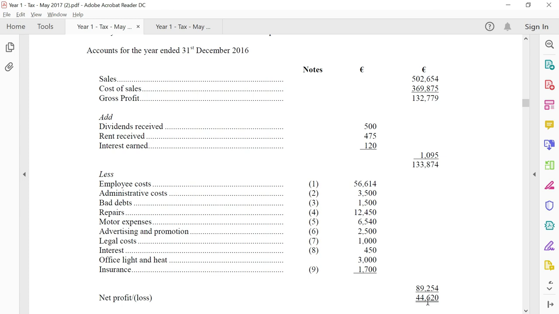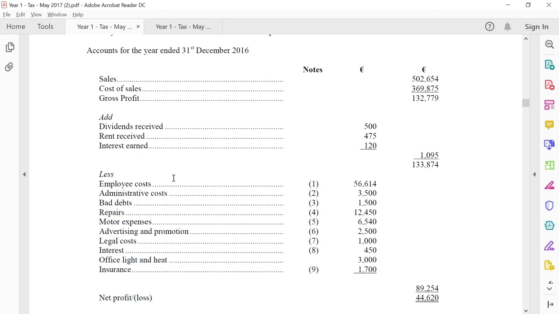What I need to do is adjust that figure, because Revenue are not going to allow a deduction for all of the items included in here. For example, they never allow a deduction for depreciation. I don't actually see the word depreciation included here, but it's going to be somewhere in the question. Likewise, I'm not going to tax my dividends under case 1, that's Schedule F. My rent received is not case 1, it's case 5, and my interest earned, again, not case 1 or case 2, it's actually case 3 or 4 in some circumstances.